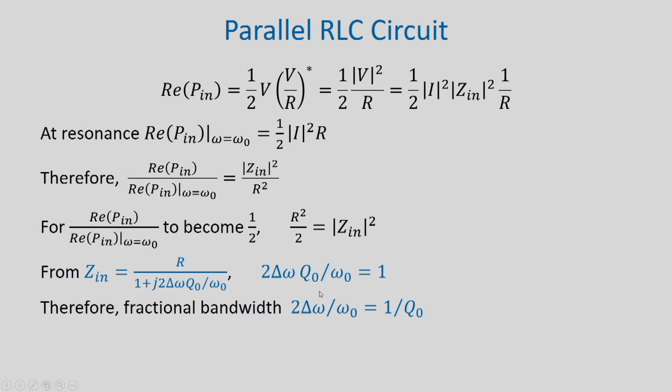Therefore, once again we find that, just as in the case of series RLC circuit, the fractional bandwidth 2 delta omega by omega naught is equal to 1 by Q naught. That means, for higher Q, the fractional bandwidth will be very small, and for lower Q we will have larger fractional bandwidth. Now, so far we were discussing Q naught, the unloaded Q.